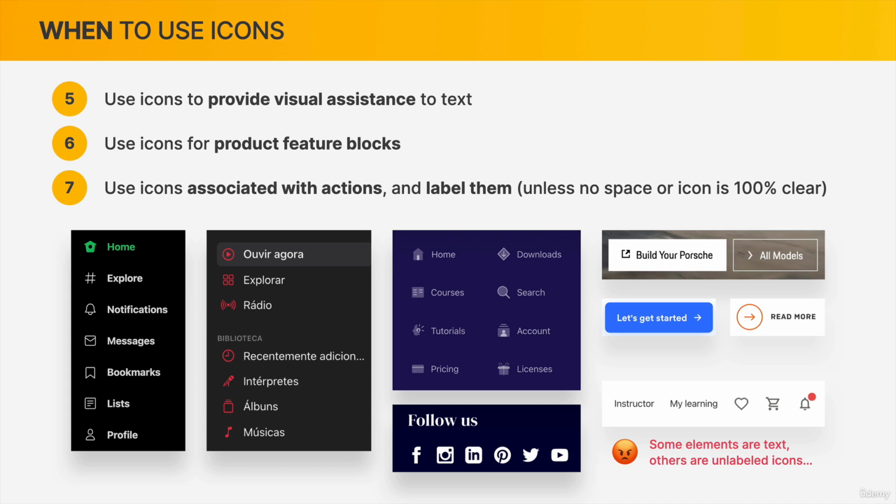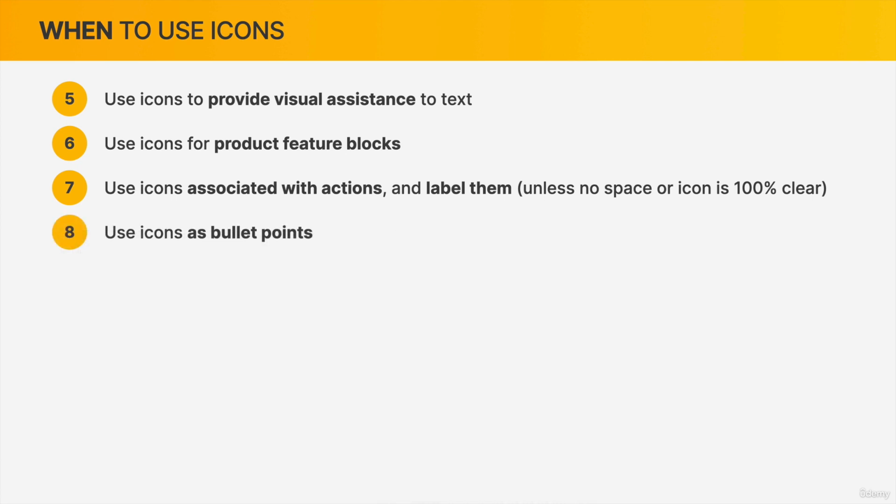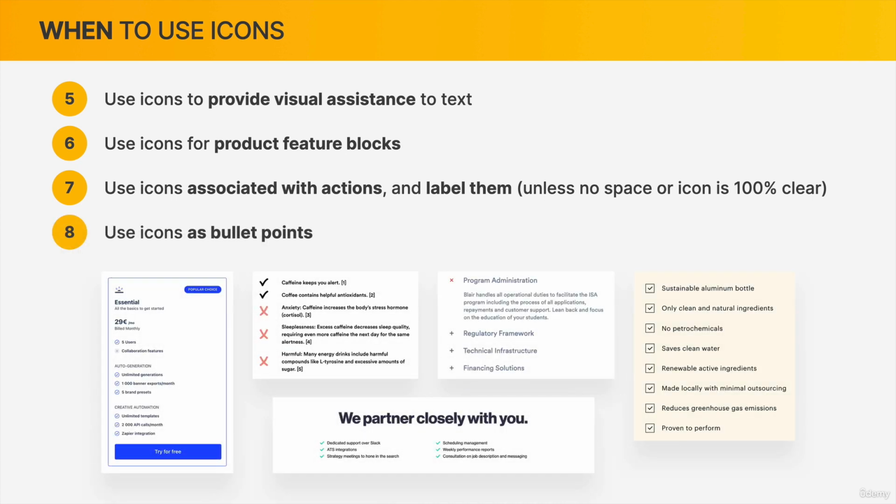Now finally, another pretty common use case for icons is to use them as bullet points. Just like we have here in these examples, and most of the time we're just talking about some small check marks, and they are included by default basically in all icon packs. So this can be, once again, a nice way of adding some more visual detail to your designs.